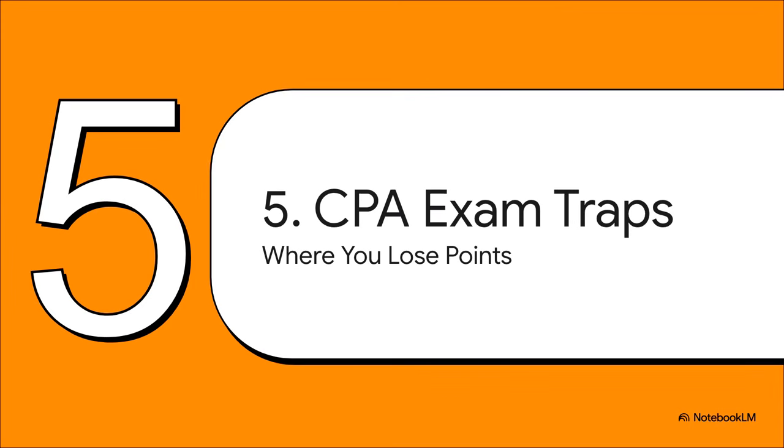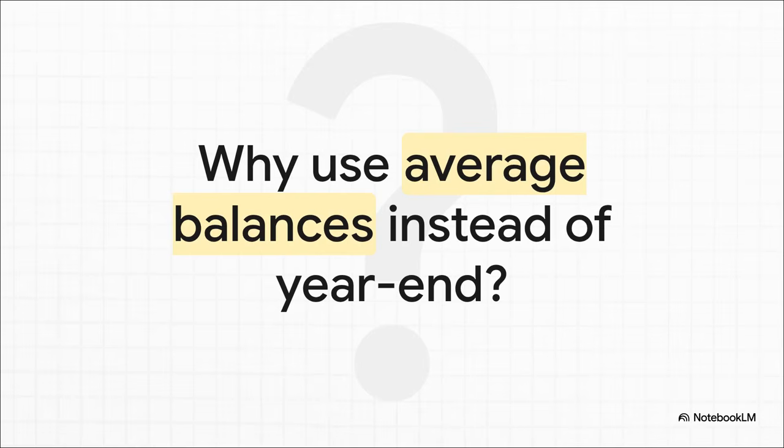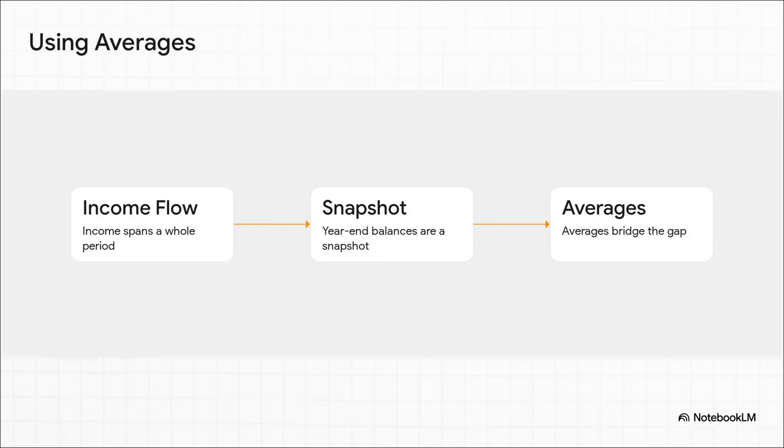Finally, Section 5, Common CPA Exam Traps, or basically where candidates lose points. All right, real talk for a second. I want to pose this question directly to you. Why do these formulas absolutely demand average balances for assets and equity rather than just pulling that easy year-end number right off the balance sheet? Because if you don't understand the theoretical why behind this, the examiners are going to trick you with the wrong data points for sure.